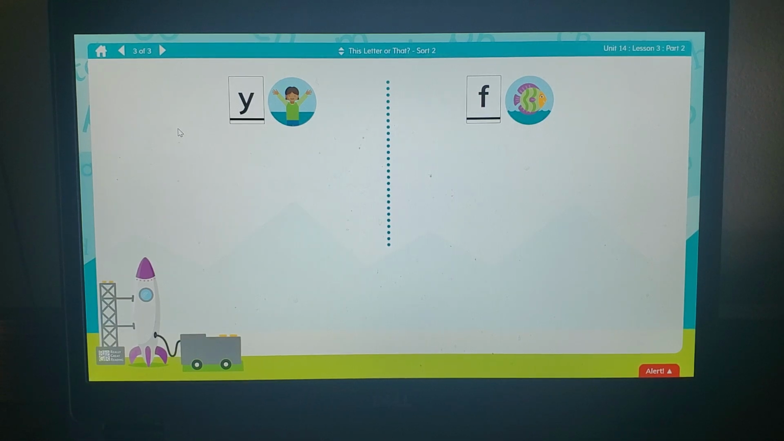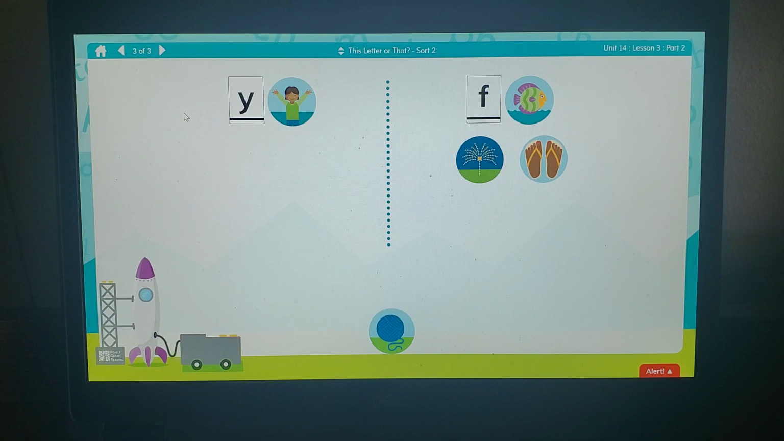Next, we have the letter Y and the letter F. The sounds Y and F, like Y, like in yes, and F, like in fish. Fireworks. What's the first sound you hear in fireworks? F is correct. Next, we have feet. What's the first sound you hear in feet? F is correct.